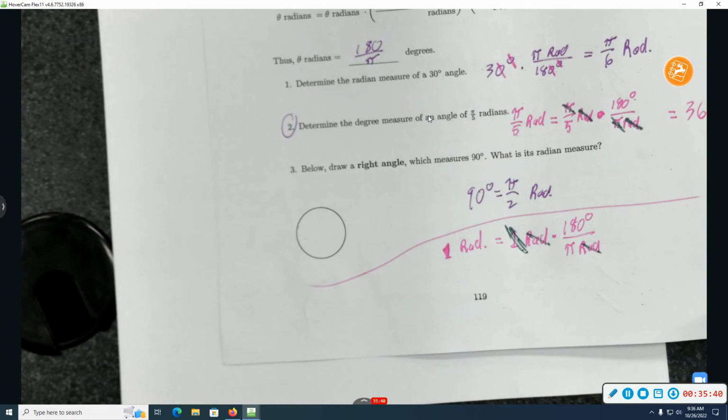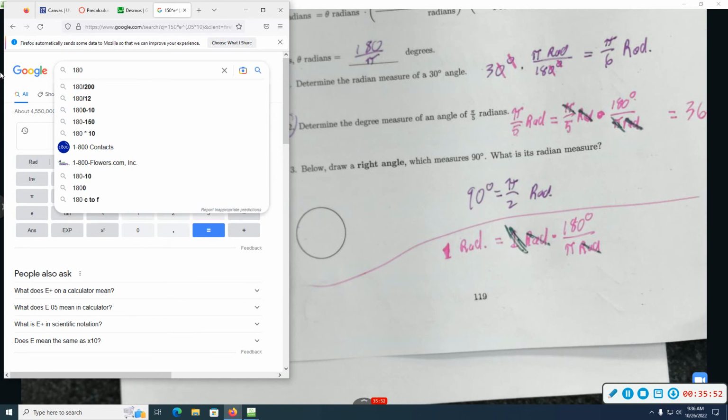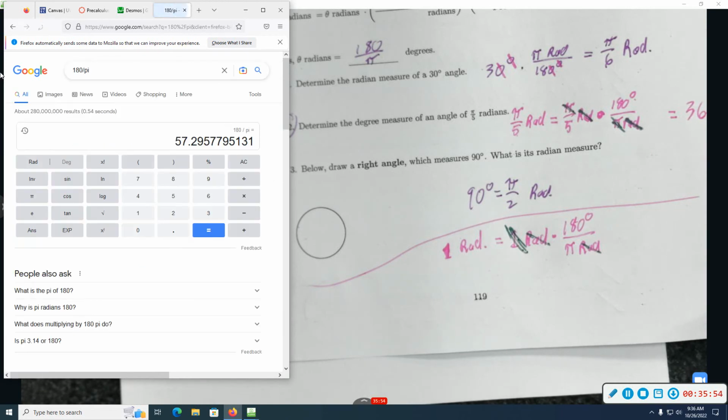And if you want to know what 180 over pi is, well, I guess it should be about 180 over 3. But if you want a better approximation than that, well, you know how to get approximations. 180 over pi is about 57.3 degrees.